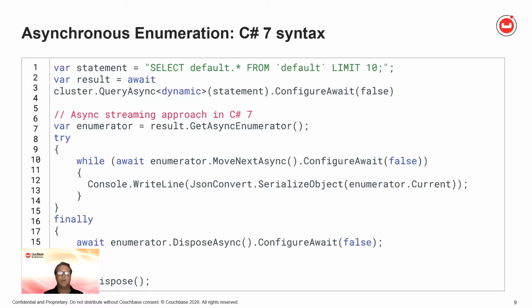So we can also use the C# 7 syntax for asynchronous enumeration. It's just a little more cluttered. So once again, on line 1, we have our statement, and we execute our statement on line 2. We get the results back. And then we call result.GetAsyncEnumerator. We then, in a while loop, enumerate over each item in the list, calling MoveNextAsync with ConfigureAwait(false), and then output the result to the console. Finally, we dispose of the async enumerator, and we also dispose of the underlying stream.